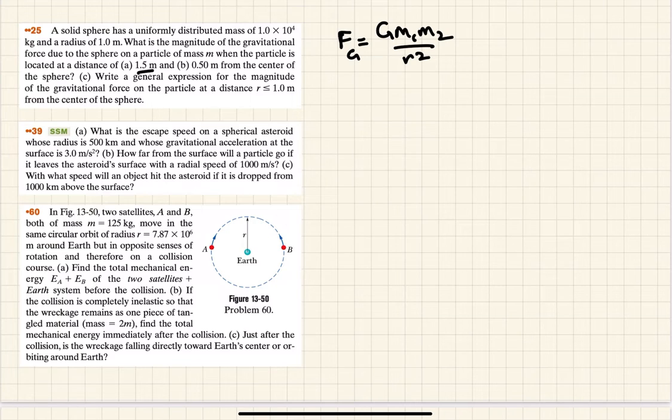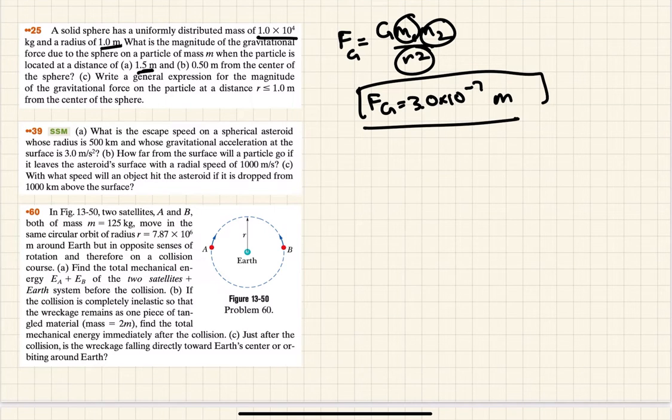And you just plug in what you know. It says m1 is m, which is not known, but we just have to find it in terms of m. We also know G, the constant. The mass of the sphere, it says, is 1.0 times 10 to the power 4, and the radius of the sphere is 1 meter, but we want to use the distance, not the radius, and so that's going to be 1.5 meters. You plug everything in, you're going to get a gravitational force of 3.0 times 10 to the power of negative 7 times m. So that's going to be your gravitational force at that 1.5 meter mark.